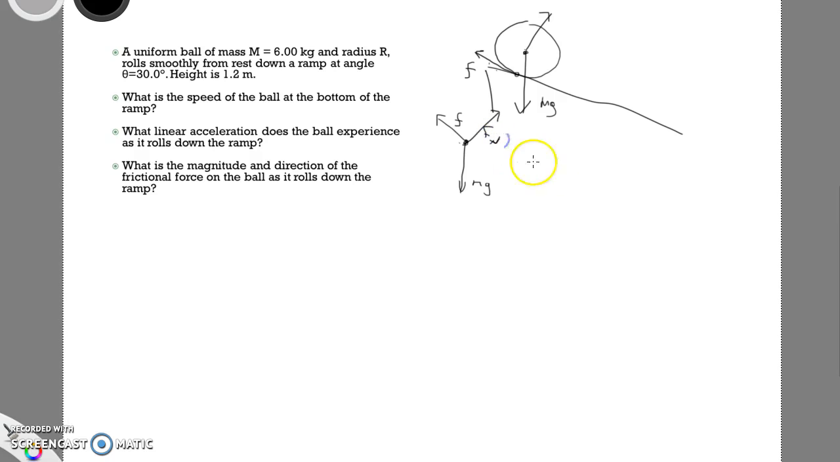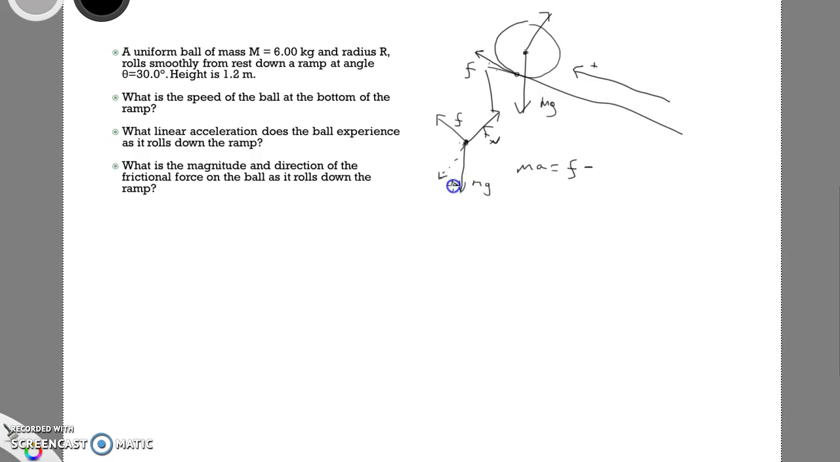Okay, so I'm going to write a net force equation. M times a is equal to, we'll say that up the ramp is positive. So if up the ramp is positive, then there's a frictional force up the ramp, so that's positive. Down the ramp, we have the component of gravity that is parallel to the ramp.